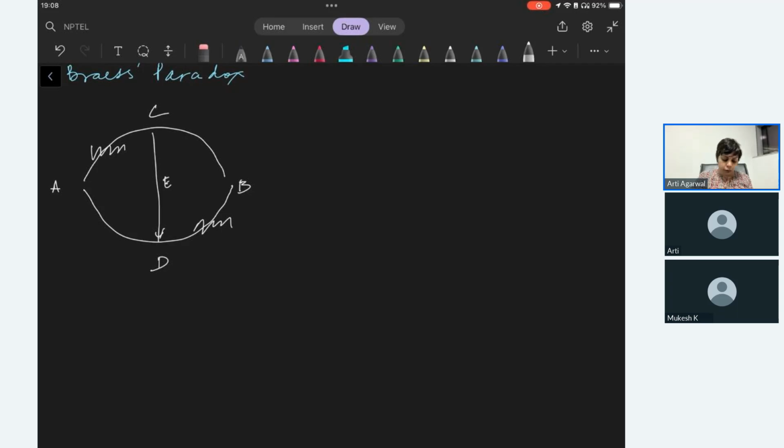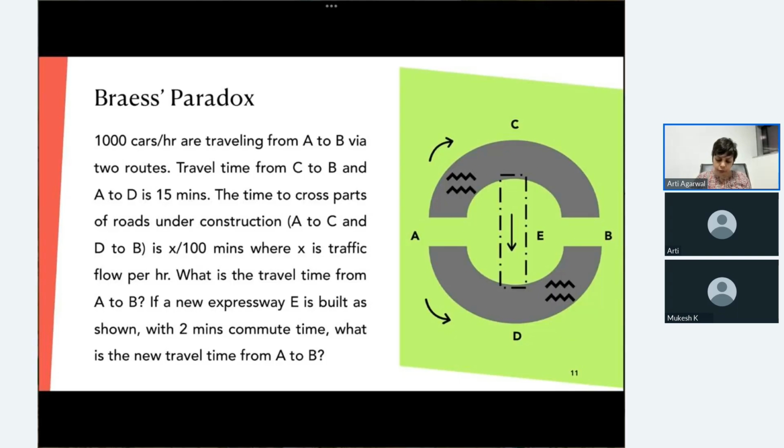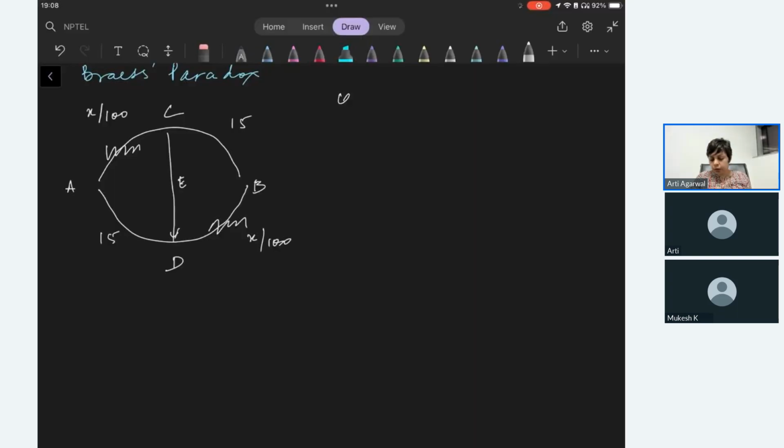The speed here is X by 100. Here it is 15. Similarly, here it is 15 and here it is X by 100. Okay, let me just check if I've got that right. Okay. The flow of cars is 1000. Let's just write 1000 for now. We're doing everything per hour only.